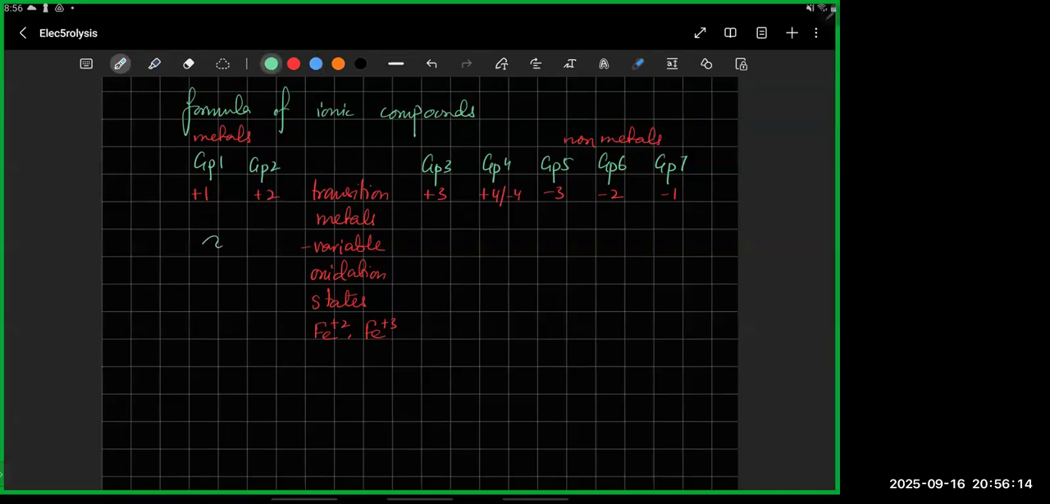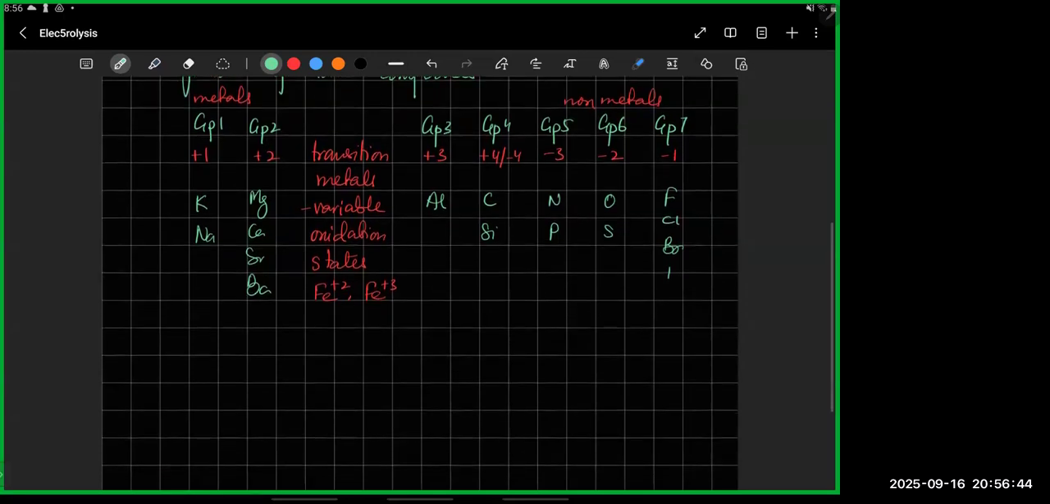I'm just going to write a few elements. Sodium, potassium, etc. are over here. Mg, Ca, Sr, Ba. Aluminium is in group 3. Group 4 has carbon and silicon. Nitrogen, phosphorus are over here. You've got oxygen and sulfur, and you've got fluorine, chlorine, bromine, iodine. These are the more common elements that you're going to encounter.